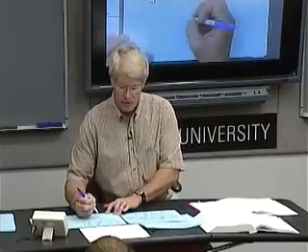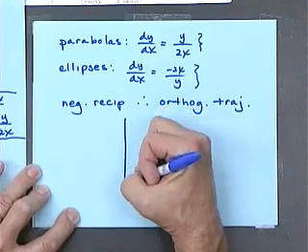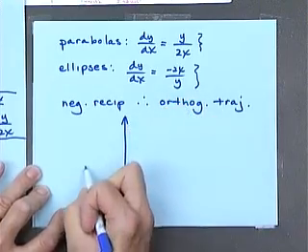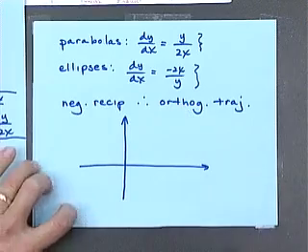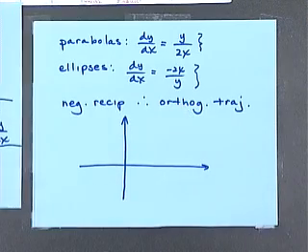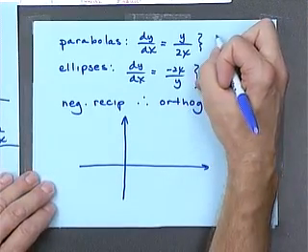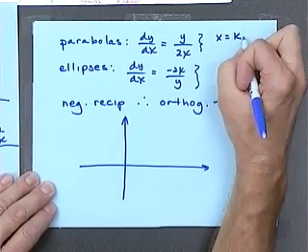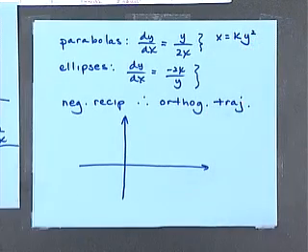Let's make some sketches and see if these are probably going to be rough. The parabola equation or the family of parabolas look like that. What if that k were 1? What would that look like? Open to the right?